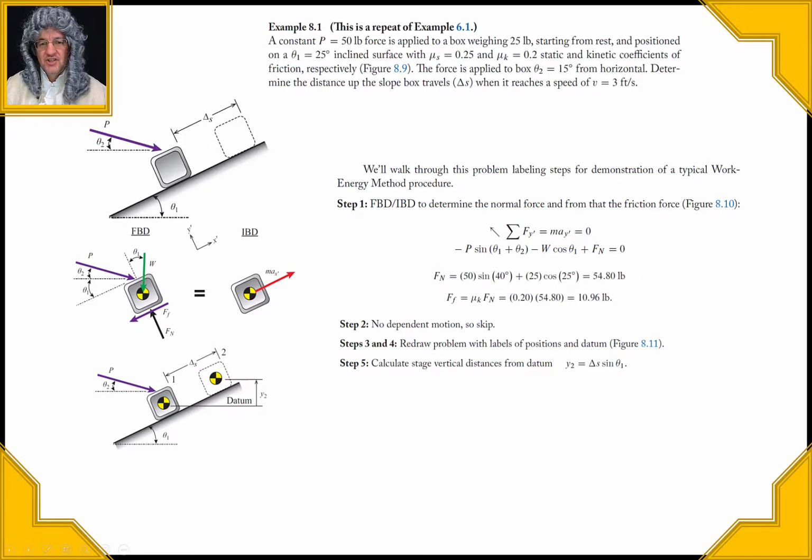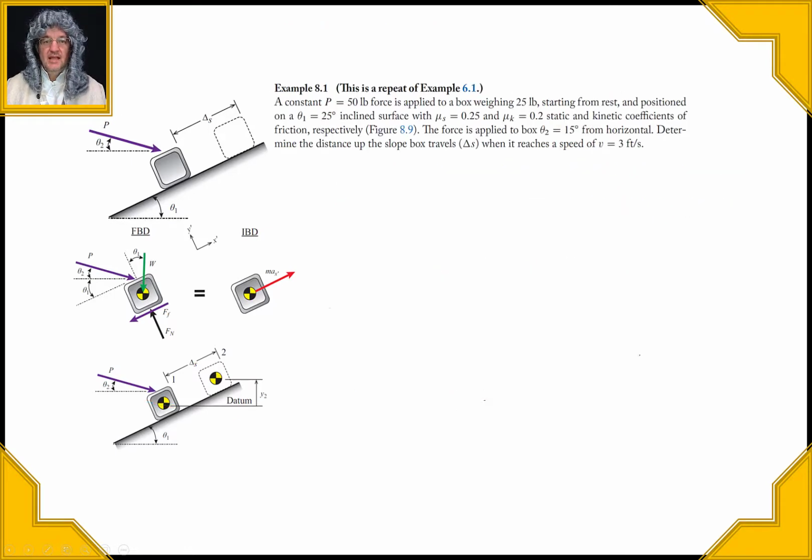So you calculate the stage's vertical distance from the datum, right? We establish that it's initial because it's moving upwards. The original position is going to be y1, which will be 0. And for y2, we want to figure out the vertical distance that it moved. And then we write out the work energy equation, and then we start populating that work energy equation.